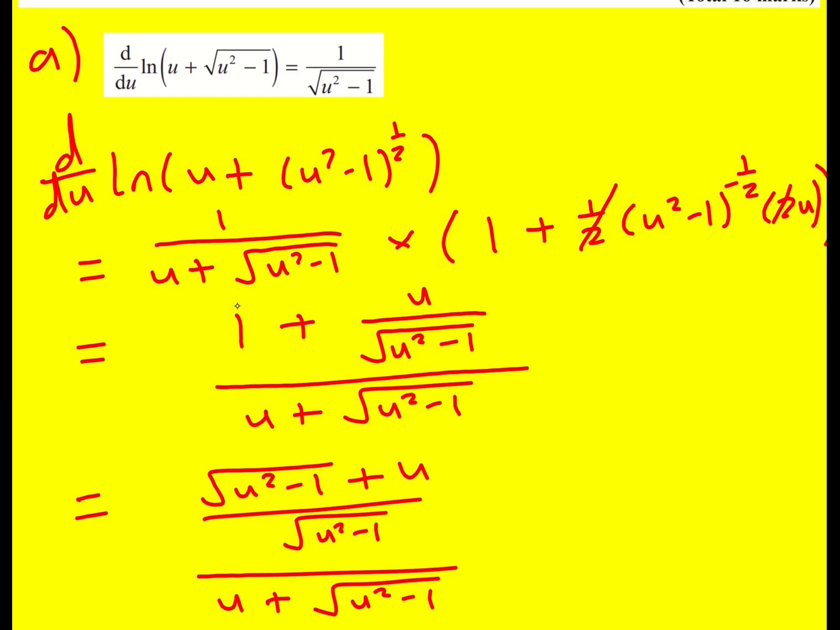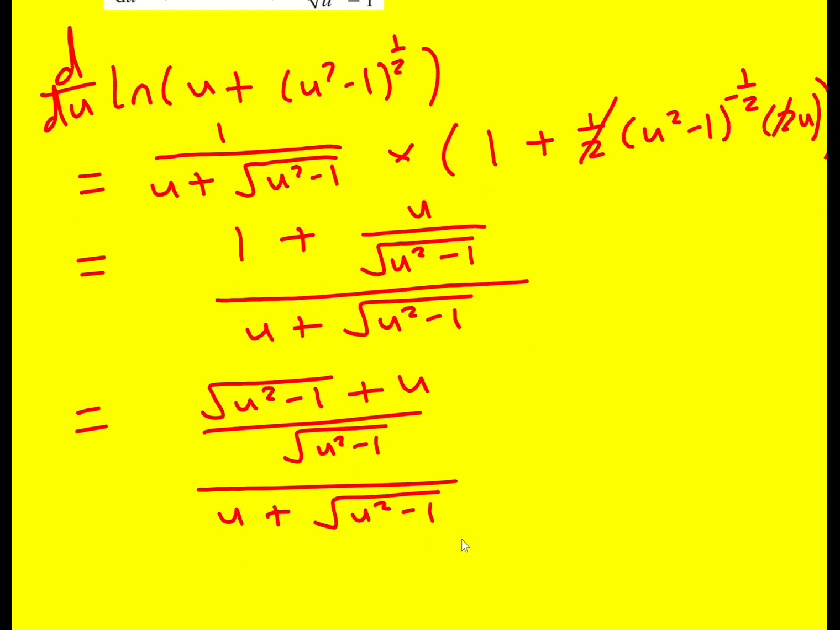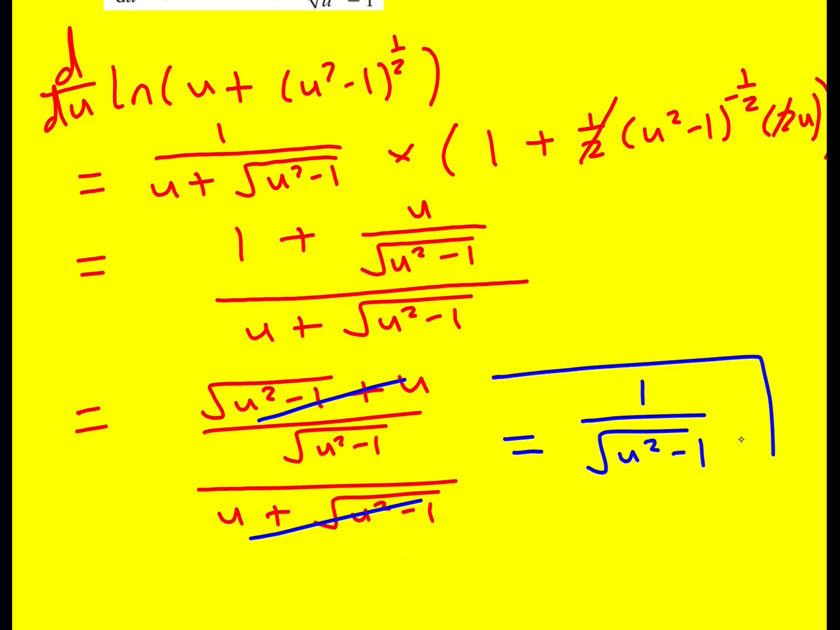So all I've done is write that 1 as root u squared minus 1 over root u squared minus 1 and then added the two together to give this term. And it's okay now actually to realize that you can basically just cancel this out with this, which will leave us with 1 over root u squared minus 1, and we're done.